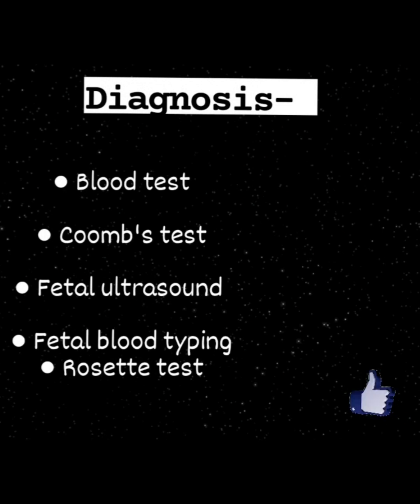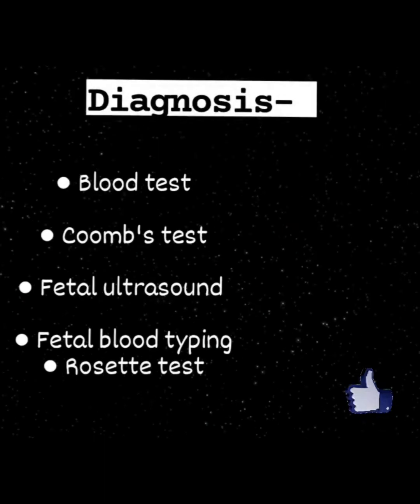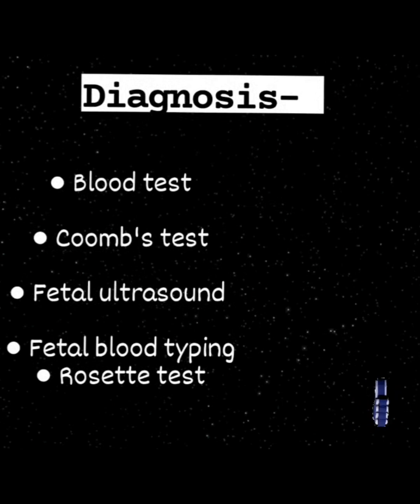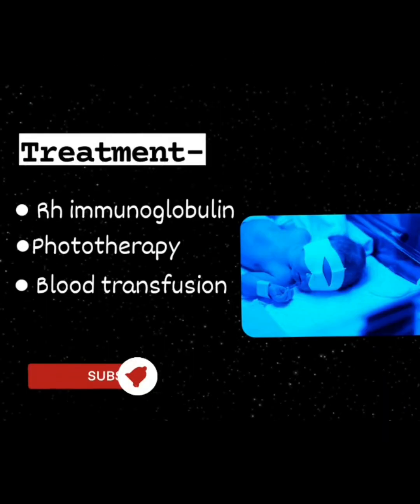Now next one is the quantitative albumin antibody test, done at weekly intervals. Next one is fetal ultrasound, and fetal blood typing, how does it occur? We can do it from amniocentesis or maternal circulation. Next one is a direct assessment of fetal anemia, in which we assess the fetal Hb and hematocrit value. And last is the Rosette test.